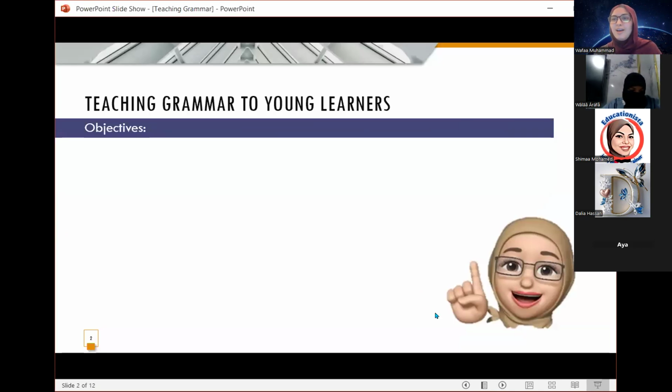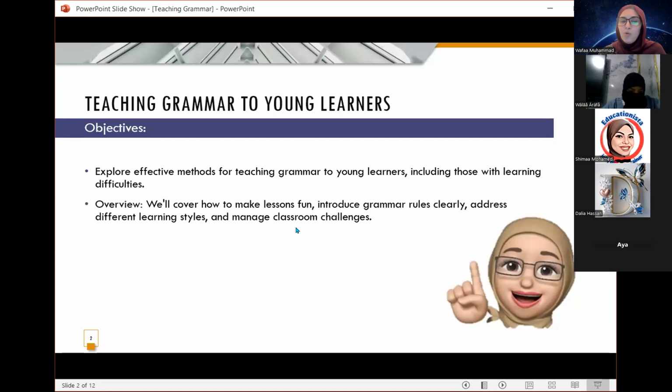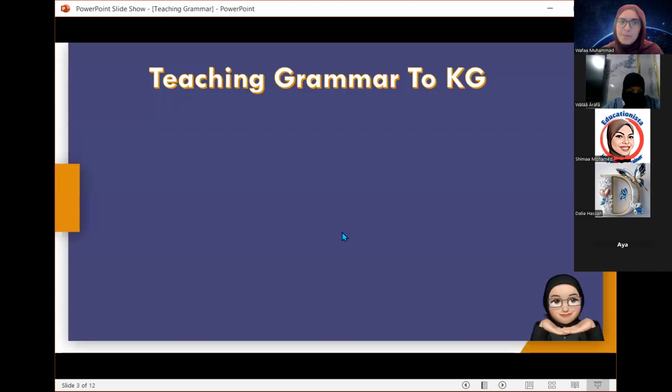Actually, let me at first state the objectives of today's session. We're going to explore some effective methods for teaching grammar to young learners, including those with learning difficulties. The second thing, we're going to overview and cover how to make the lesson funny and introduce grammar rules clearly and address the different learning styles and the needs of the young learners. Okay, let's get started. Teaching grammar to kindergarten.